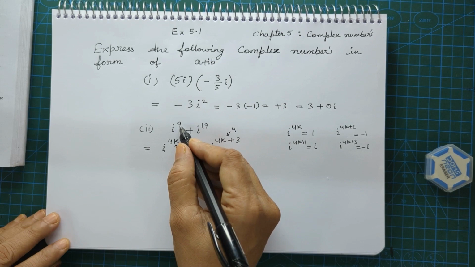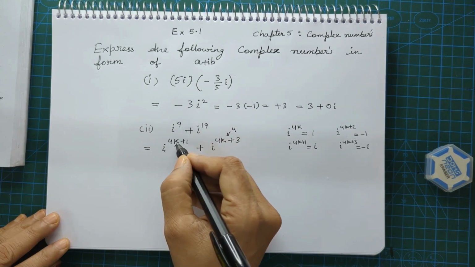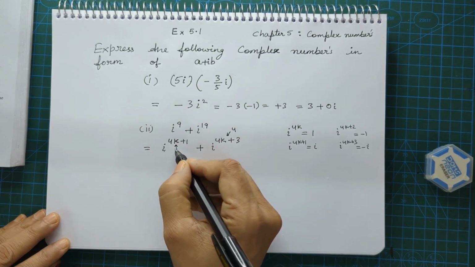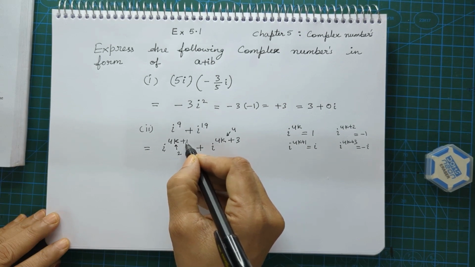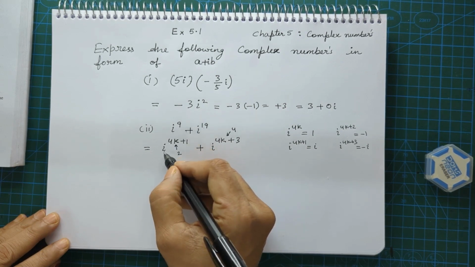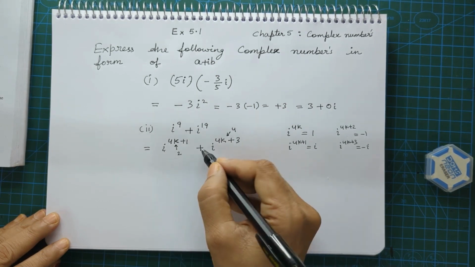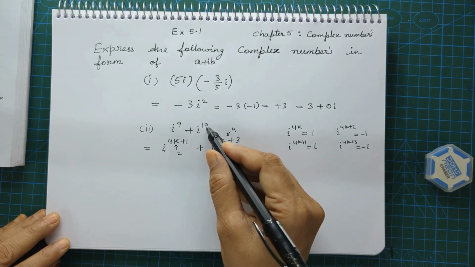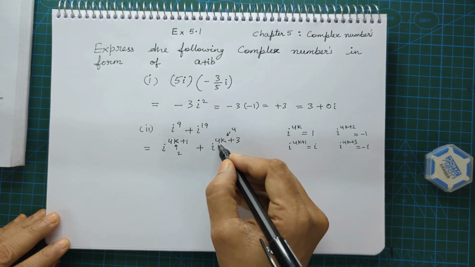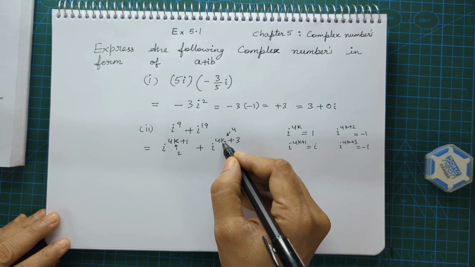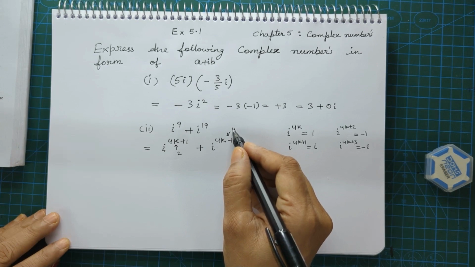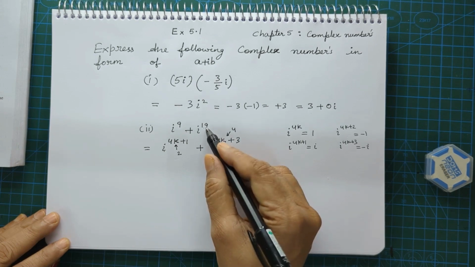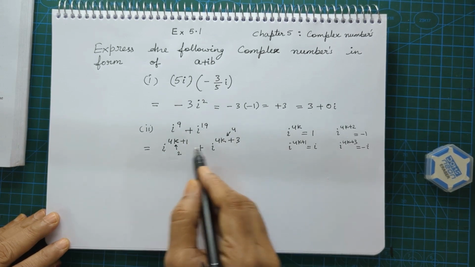i to the power 9 can be written as i to the power 4k plus 1. If k is 2, then 4 twos are 8, so plus 1. So i to the power 9 is in the form of 4k plus 1. Then i to the power 19 also can be written as i to the power 4k plus 3. In this case, k can be 4. 4 times 4 is 16, 16 plus 3 is 19. So these two are written in this form.